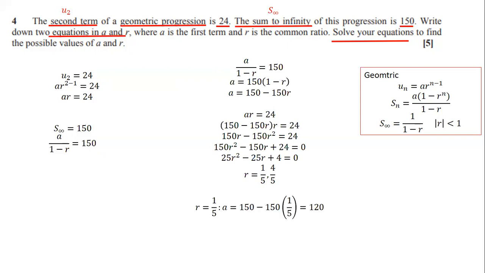So sub each in. So when r is 1/5, a equals 150 take away 150 lots of 1/5, which is 120. I'm just using the formula at the top of that column for a equals 150, take away 150r. Do the same for r equals 4/5, and we get 30. So my possible values, a could be 30 and r is 4/5, or a could be 120 and r is 1/5. Yeah, when you break down questions like that, it becomes nice and easy. Like I can ignore the rest of the question as soon as I pick out the key bits.